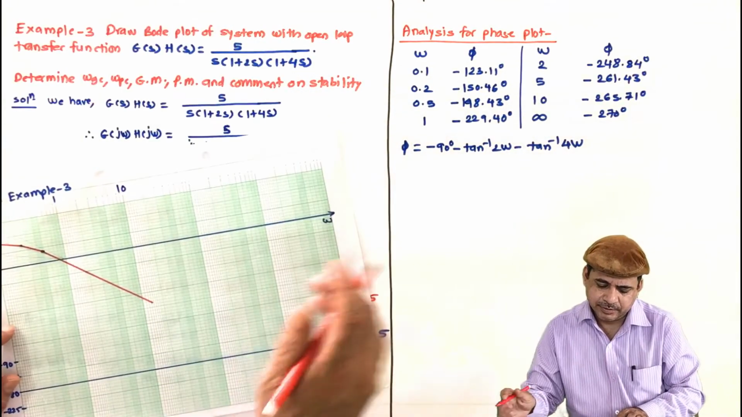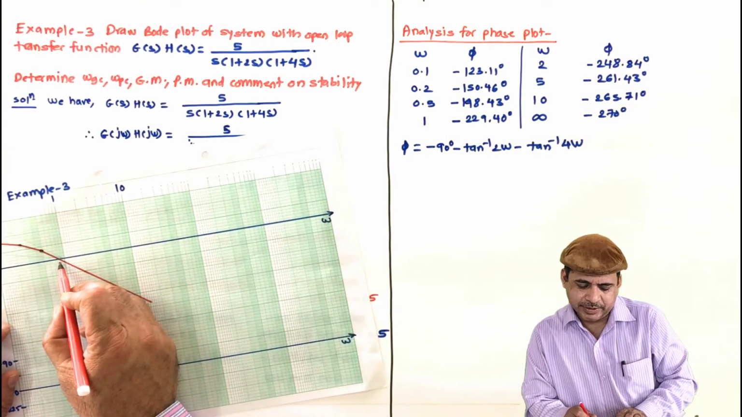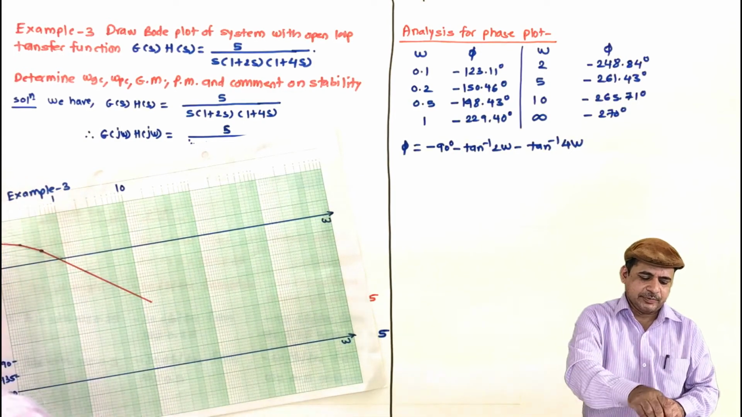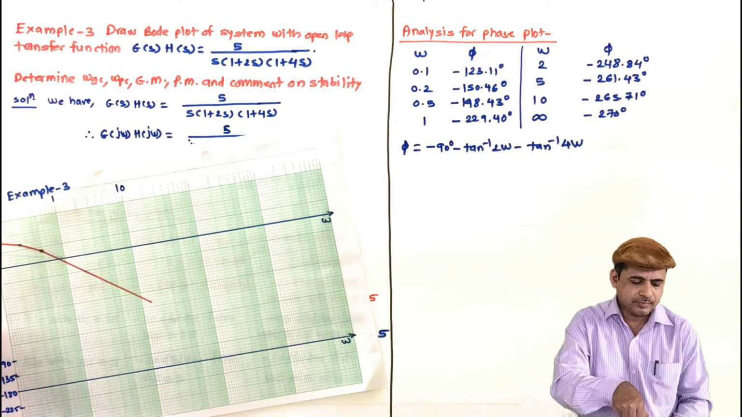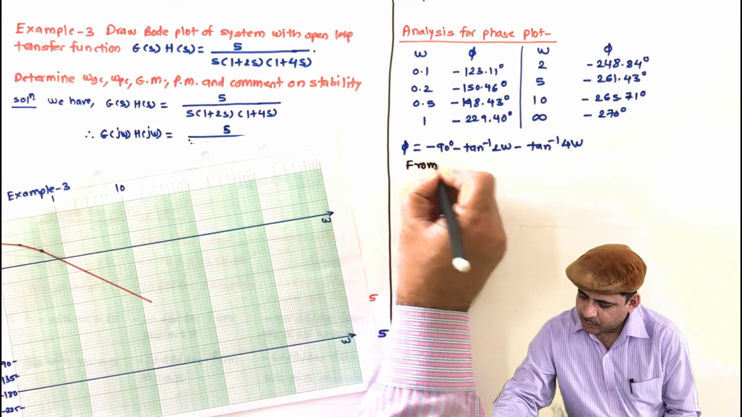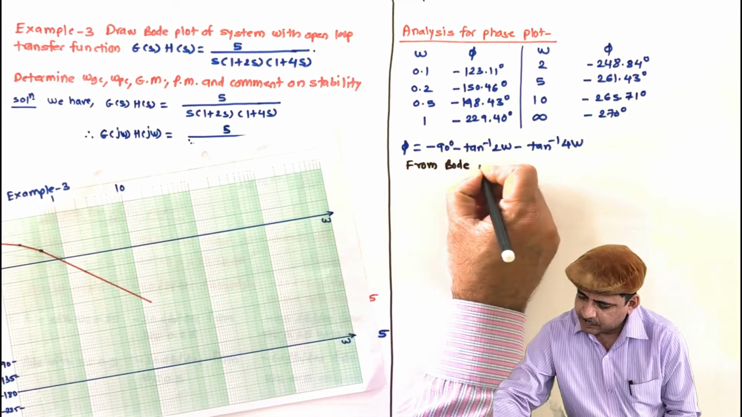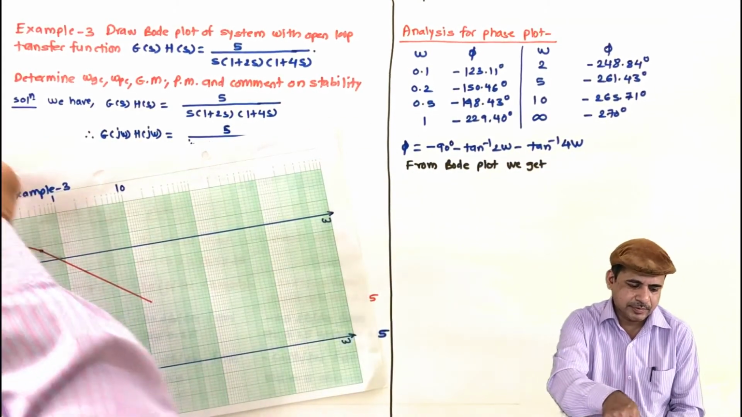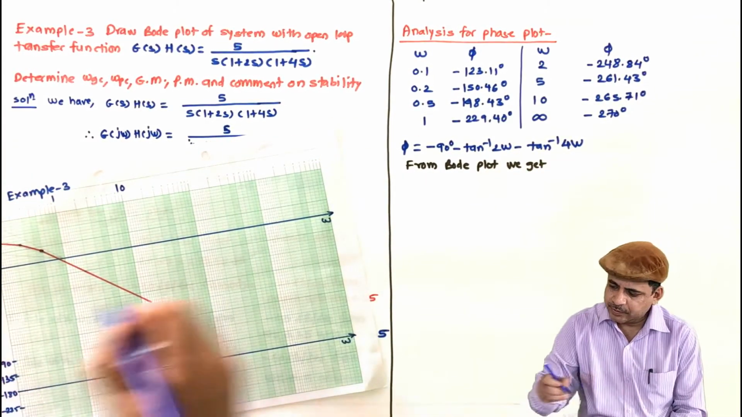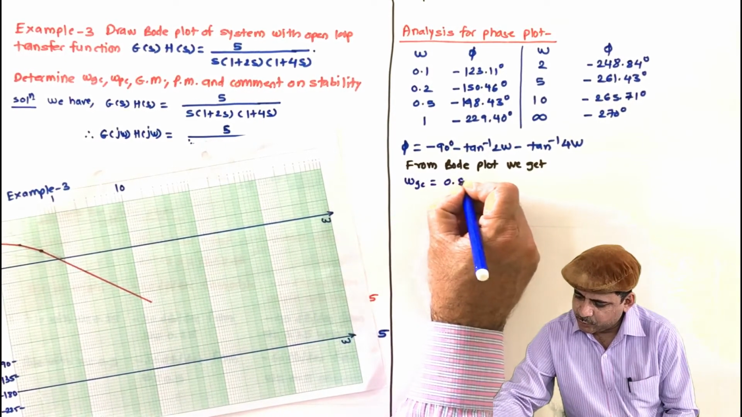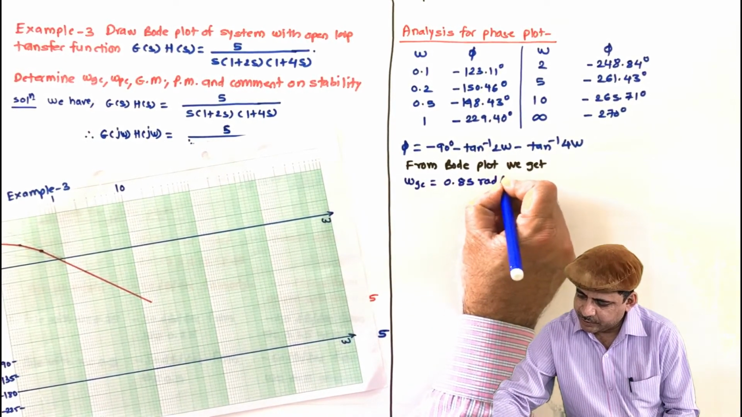and its omega GC is coming around somewhere between 0.8 and 0.9. So it is 0.85. From Bode plot we get omega GC is equal to 0.85 radian per second.